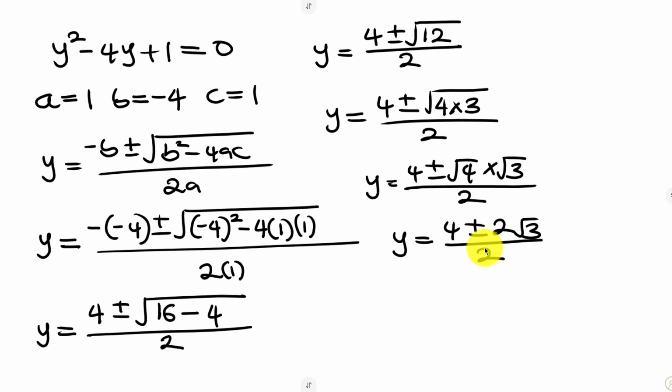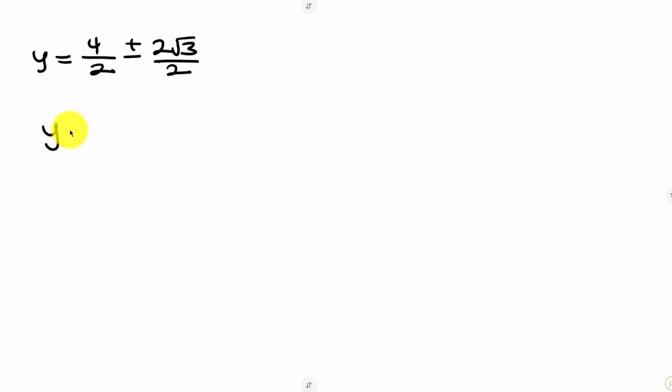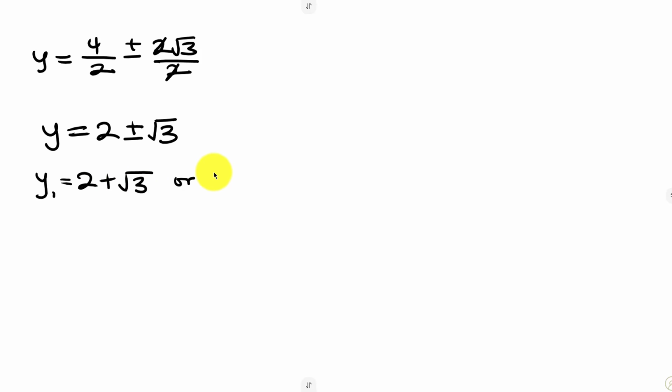Now let's separate the fraction. So this becomes y equal to 4 over 2 plus or minus 2 root 3 all over 2. So y becomes 4 divided by 2, that is 2, plus or minus, now this 2 can cancel out this 2, leaving behind the square root of 3. So the values of y are, we have 2 plus the square root of 3, or y is equal to 2 minus the square root of 3.